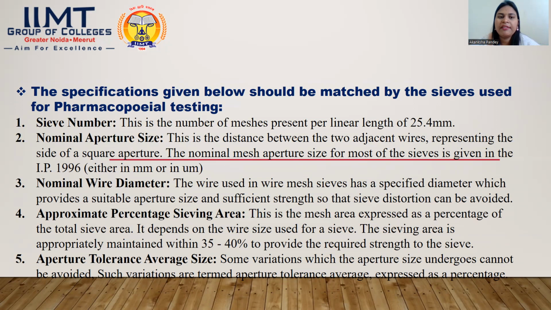First is sieve number. This is the number of meshes present per linear length of 25.4 mm. What is the sieve number? This is the number of meshes, meaning the number of openings present in the 25.4 mm range; that will denote the sieve number. Nominal aperture size: this is the distance between two adjacent wires representing the sides of the square.